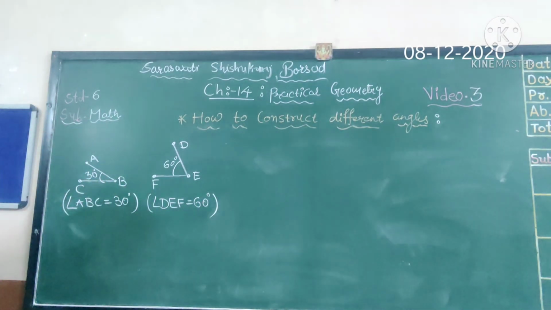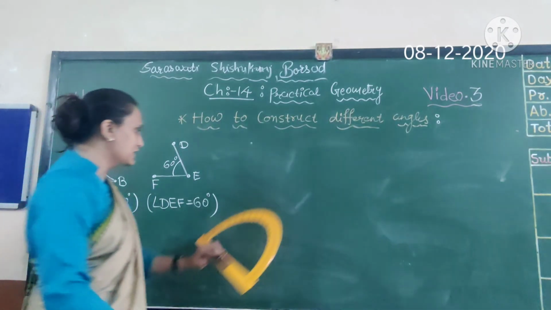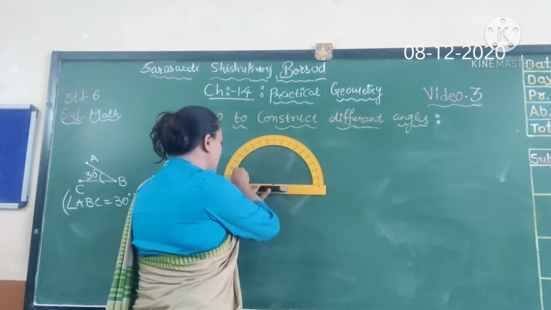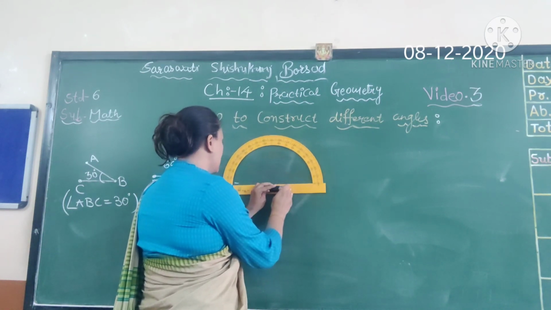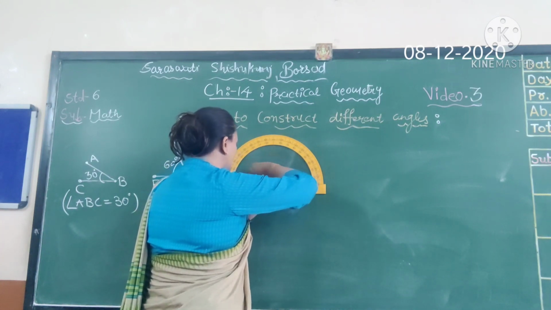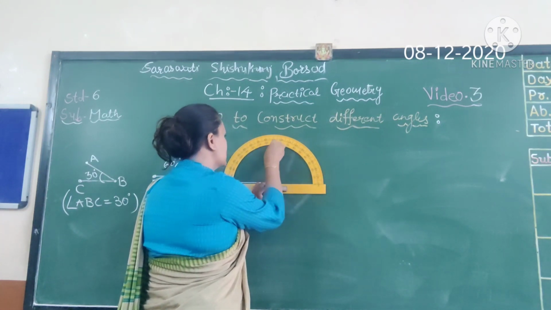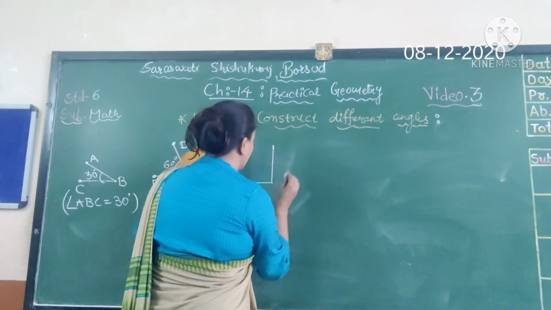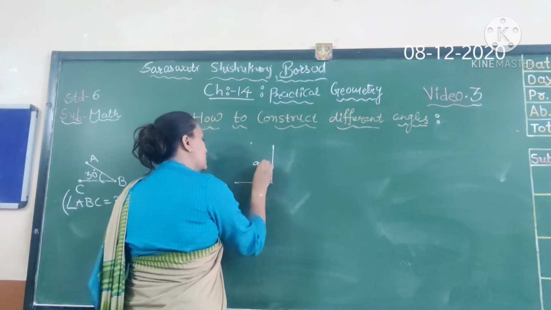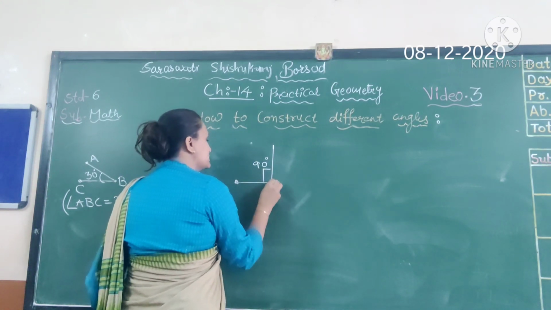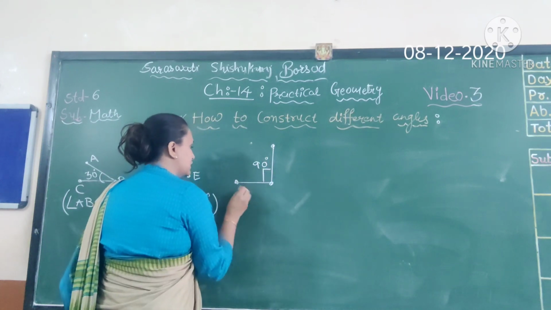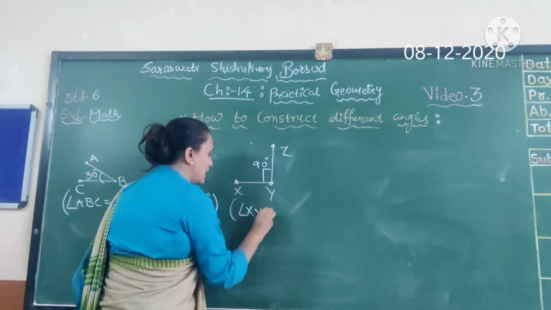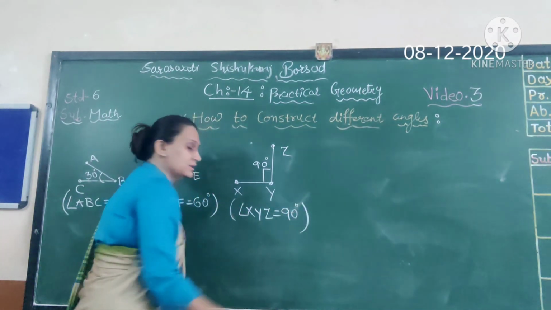Clear? Now same way, after 60 degree, if we want 90 degree, 90 degree is common in the outer and inner scale. Okay. So first you have to draw a straight line. Okay. Then mark your 90 degrees here. Then connect both the points. So here you can see that this is your 90 degree angle. So let us name the angle as X, Y and Z. So we can say that angle XYZ is equal to 90 degree.